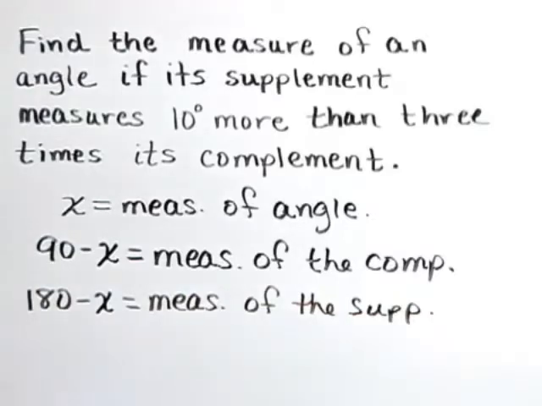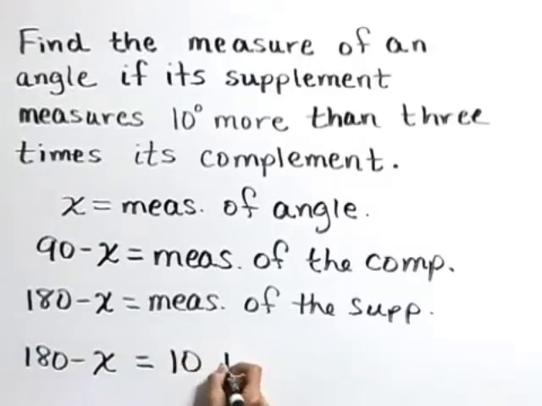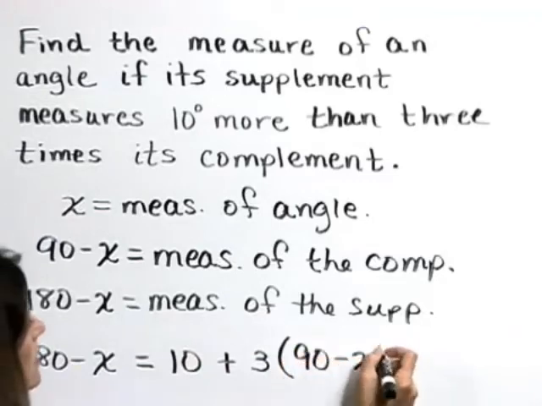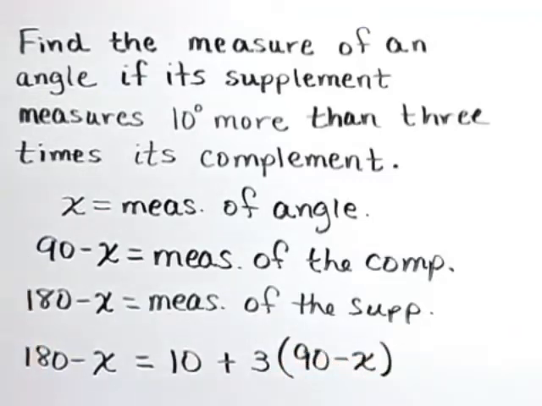We're told that the supplement measures 10 degrees more than 3 times its complement. So the supplement, 180 minus x, measures or is equal to 10 degrees more than 3 times its complement, 90 minus x. We've written our equation, now let's solve it.